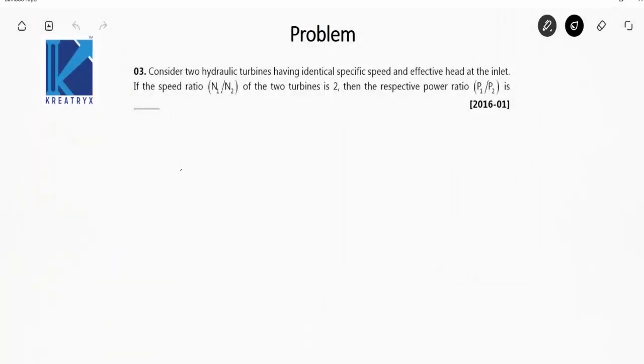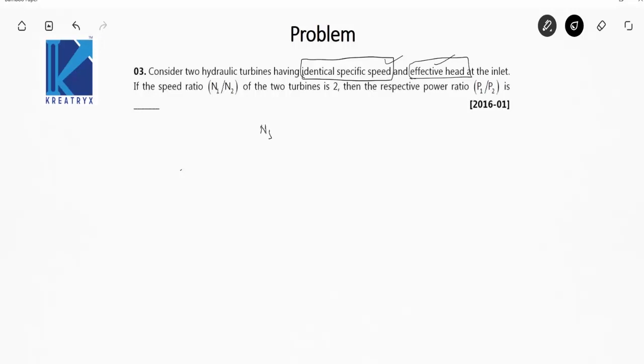Consider two hydraulic turbines having identical specific speeds and effective head at the inlet. Okay, so we have two hydraulic turbines that have identical specific speed and identical effective head at the inlet. The speed ratio N1 by N2 of the two turbines is 2. The respective power ratio is, okay.